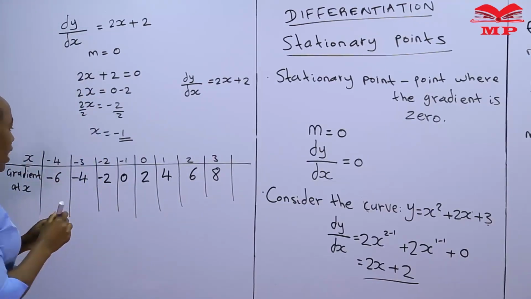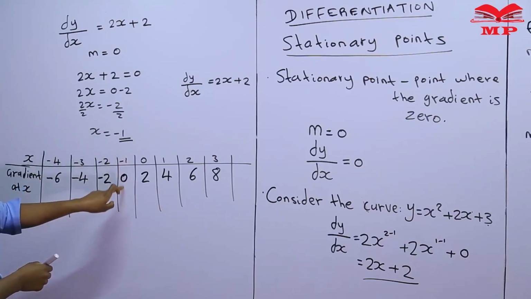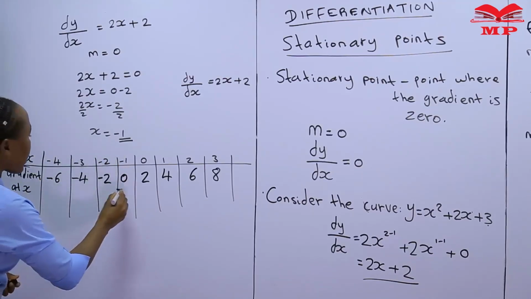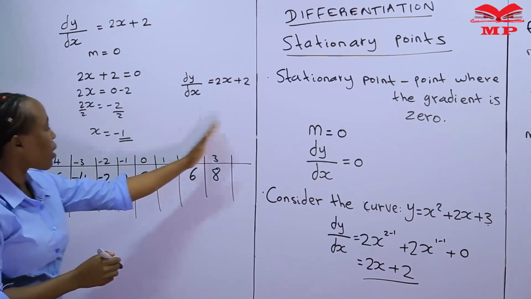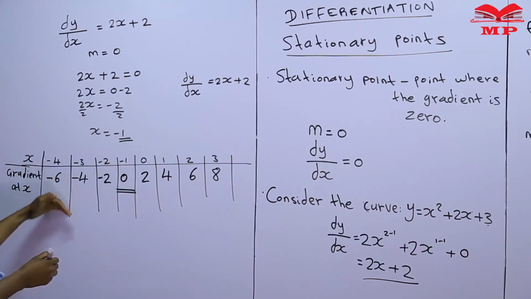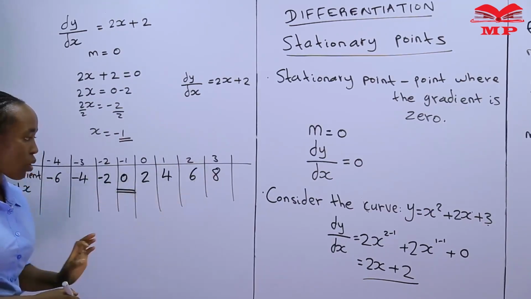So we can see clearly that at the point where x is equal to negative 1, the gradient is 0. We have the negative sign, and we have the positive sign. So you can see what is happening to the gradient. We have negative 6, negative, negative, then we have 0, then we have the positive.